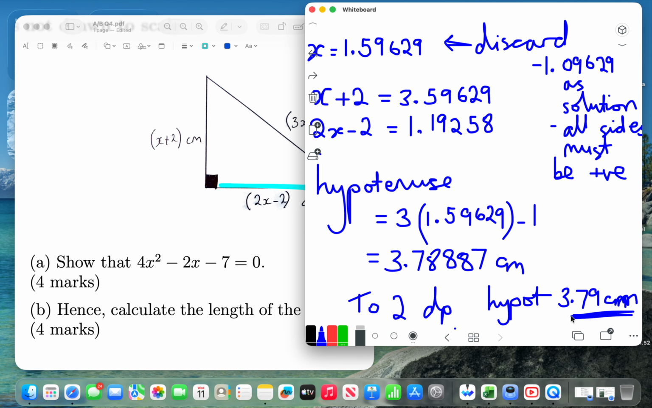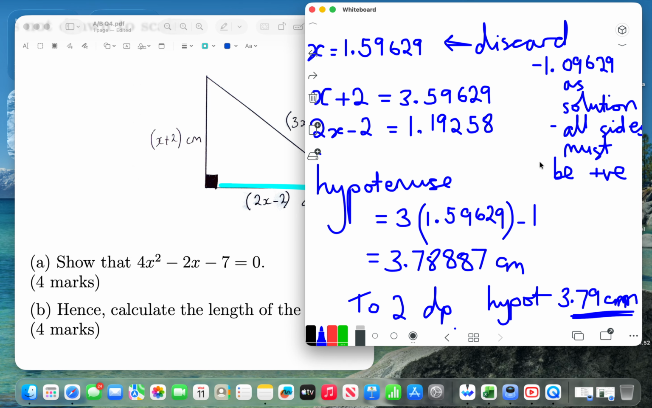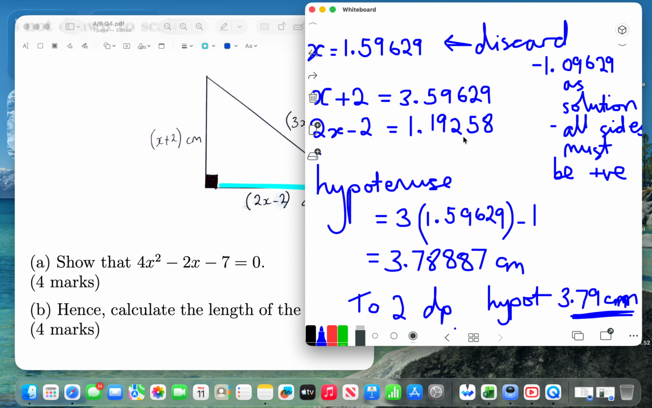And that's us finished. So I hope you found this one useful. This was quite a challenging question, but definitely doable. Even if you couldn't figure out how to show part A, you can use that result and you can still get full marks in part B. So thank you for watching and best of luck with the studying.